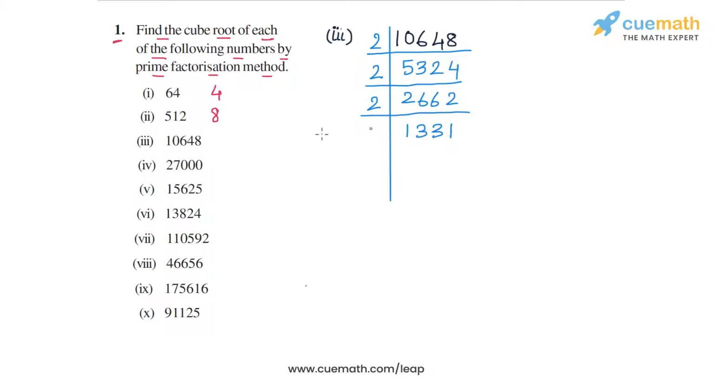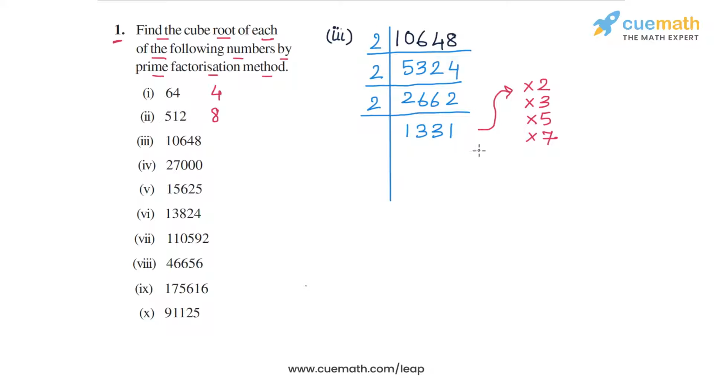And this is yet again even, so we divide by 2 again and this gives us 1,331. Now 1,331 is not a multiple of 2. It's also not a multiple of 3 because the sum of digits is not a multiple of 3. It's not a multiple of 5. It's not a multiple of 7 as well.